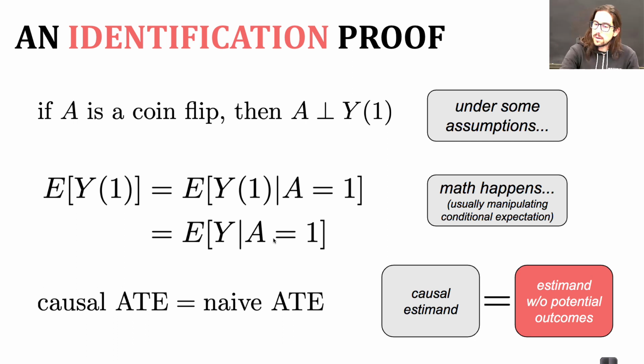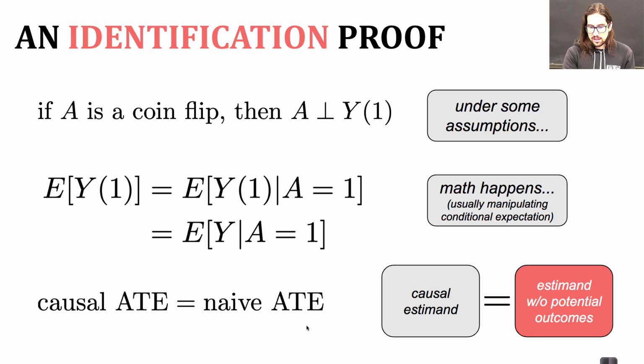And the general structure of identification proofs is always the same. We start by saying, under some assumptions, like treatment is random. Okay, that's an assumption. Then do some math. The math usually has to do with deciding on conditioning on some things and pulling some things out and exploiting conditional expectation and independence. And then the punchline is that you have the causal estimand and it's equal to some other thing.